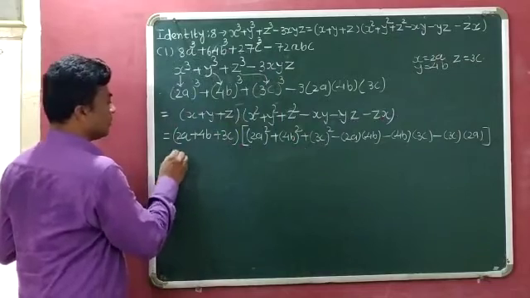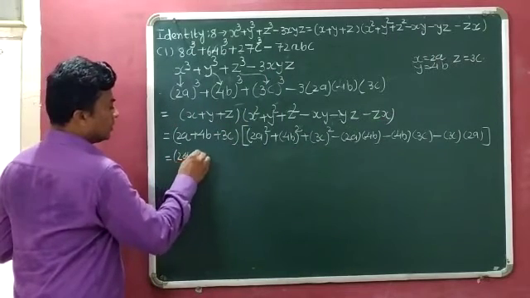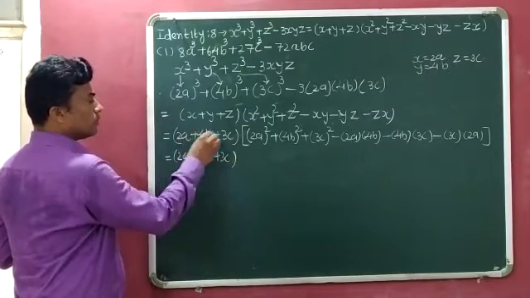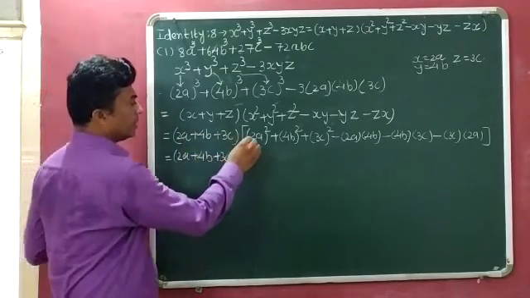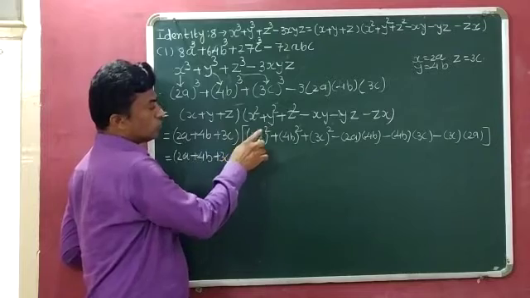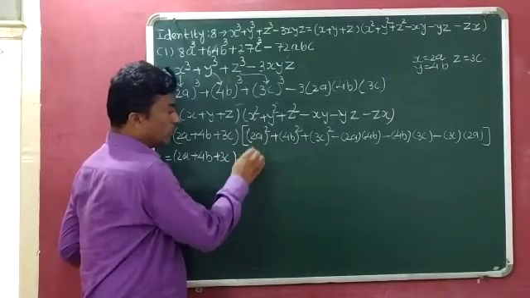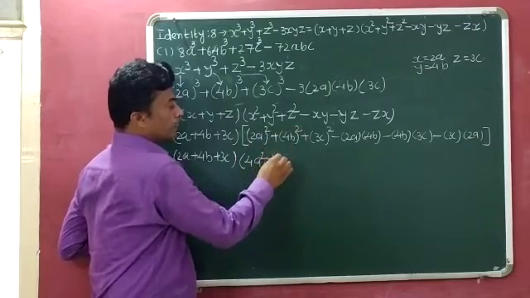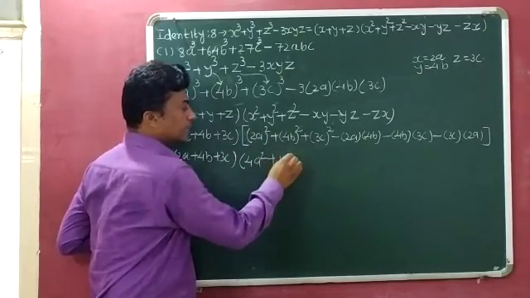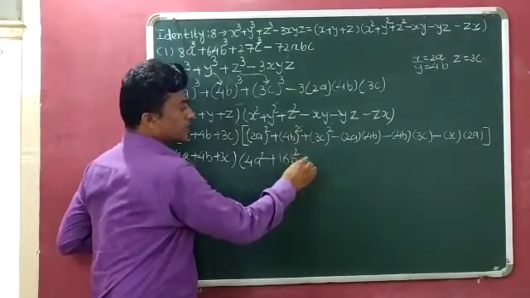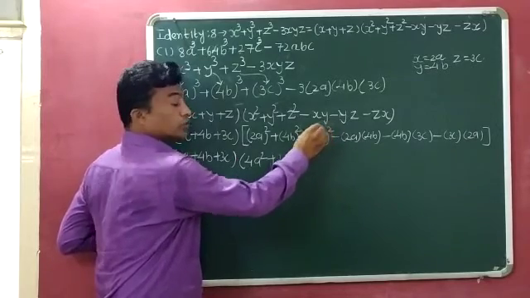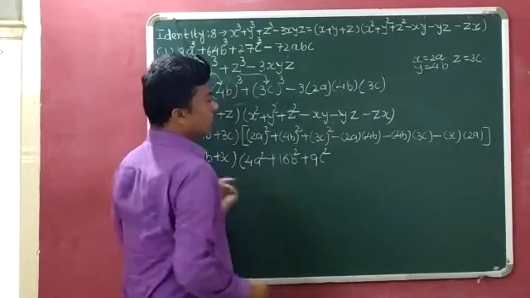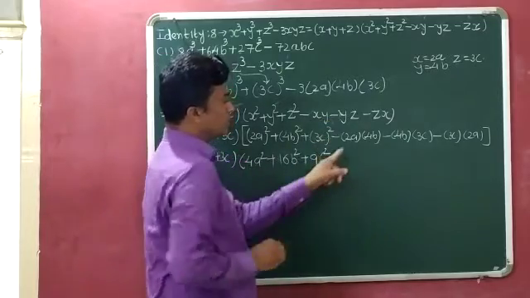Now see children, this is 2a plus 4b plus 3c. In the second bracket, 2a whole square. So 2 square, 2 2s are 4, and a square. Plus 4 square, 4 4s are 16, and b square. Plus 3c whole square. So 3 square, 3 3s are 9, and this c square.